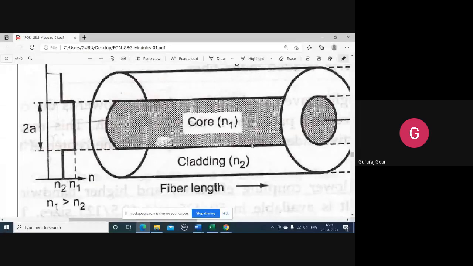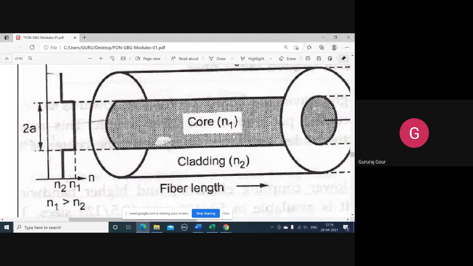As N1 is a little bit larger than N2, you can see here N1 is a little bit larger. There is a step increase. Okay. So at the core cladding interface, there is a sudden decrease in refractive index. You can see here. That's what is known as the step index profile. There is a step decrease in the refractive index we are observing at the core cladding interface.